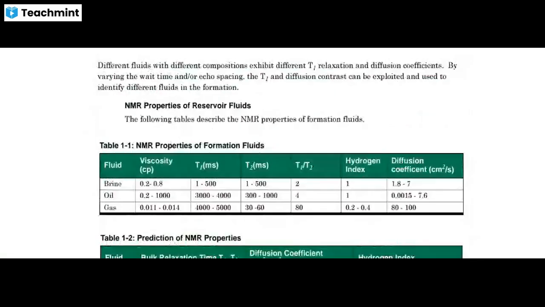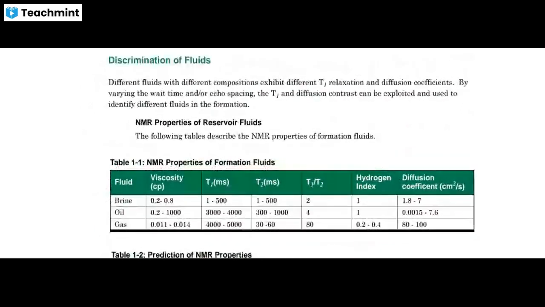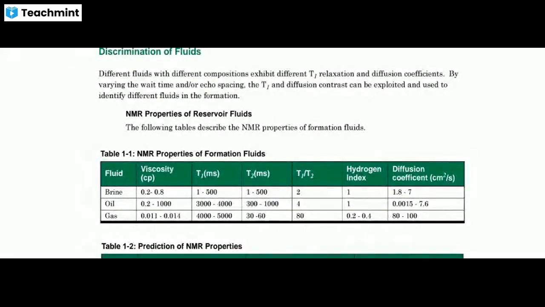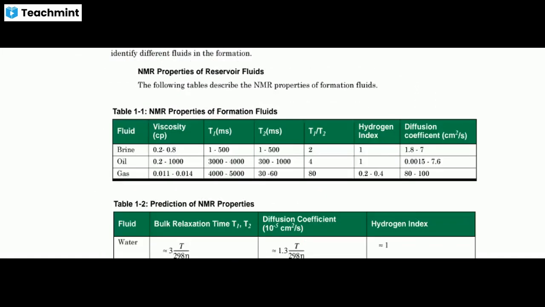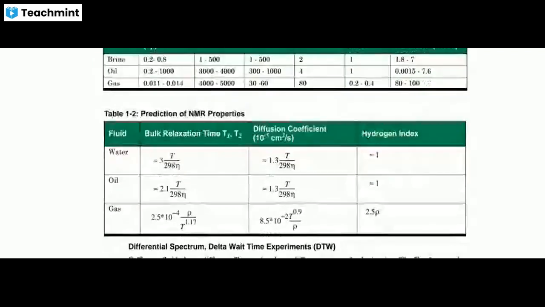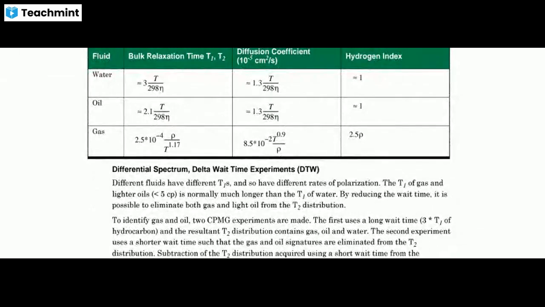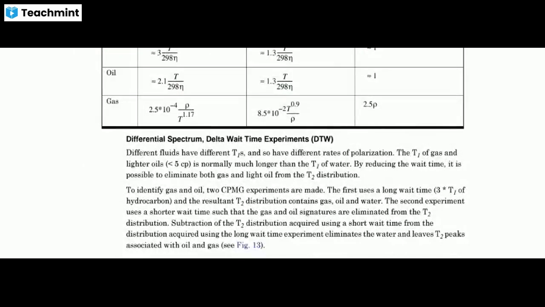So these are the NMR properties of the reservoir fluids. You can see here fluid viscosity, T1, T2 relaxation time, hydrogen index, diffusion coefficients, then NMR properties, differential spectrums, delta, and wait time experiments, DTW.